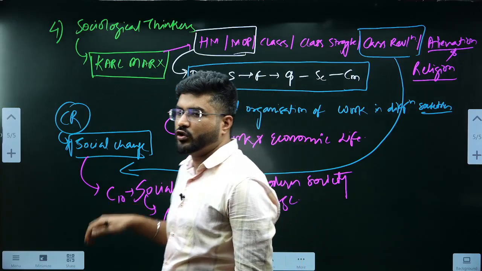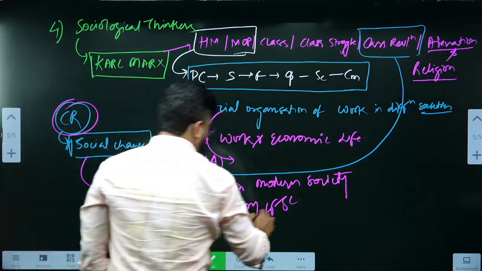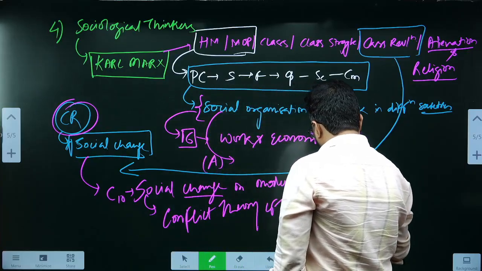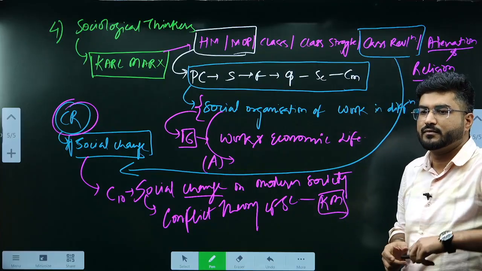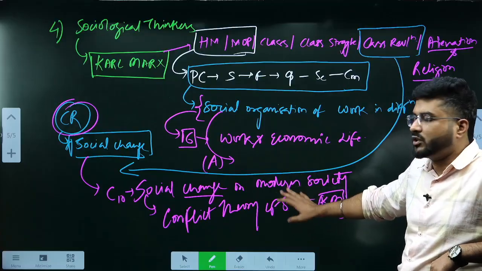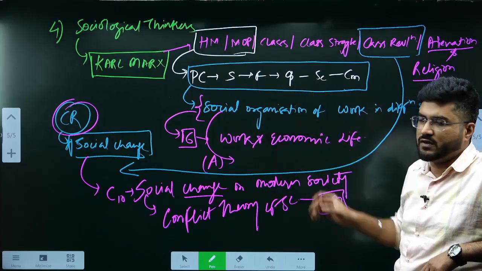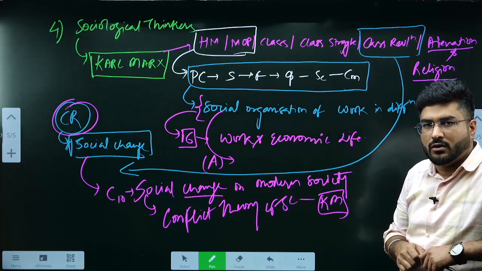That conflict theory of social change is nothing but this class revolution itself. That means you are reading about Karl Marx's view related to the conflict theory of social change in chapter 10. So what will be better is that we complete the conflict theory of social change part with class revolution of Karl Marx in chapter 4 itself. Okay.